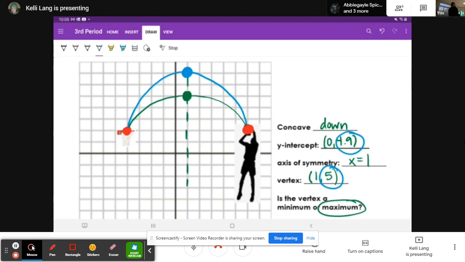Okay, does that question now make sense to everybody? Why we needed the axis of symmetry where we did? Okay, great. So what we're going to do for the rest of class is work on the quiz review.